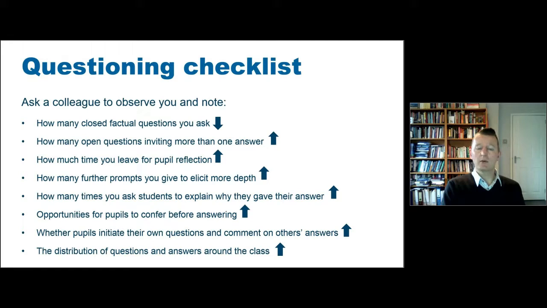Ask a colleague to come and observe you and note how many closed and factual questions you ask that require a short, fast response. And ultimately, you'd want to reduce the number of those. How many open questions do you ask which invite more than one answer that you can explore with the children? Ultimately, you'd want to increase the range of those.